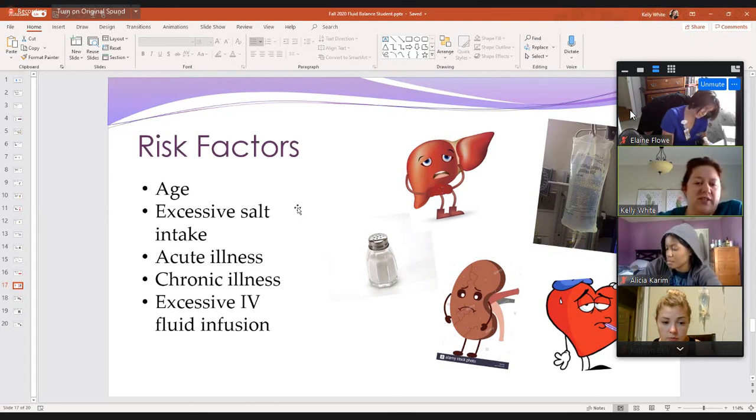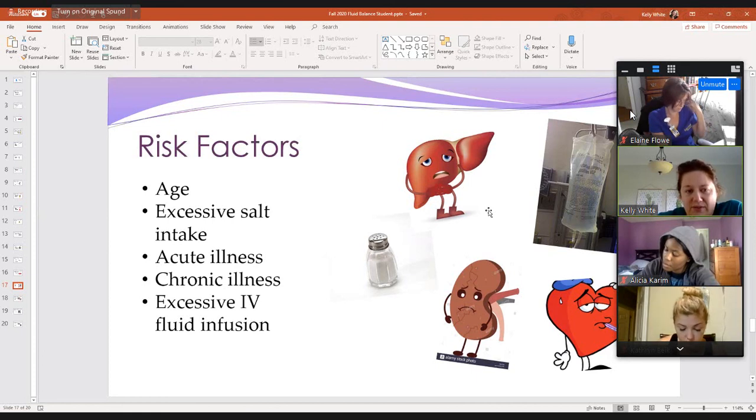And then, of course, the excess fluid, IV fluid infusion, we have caused an overload. So just keeping a close eye and frequently assessing those patients, listening to their lung sounds, looking at their vitals, making sure that we're not causing their fluid volume overload. Okay.